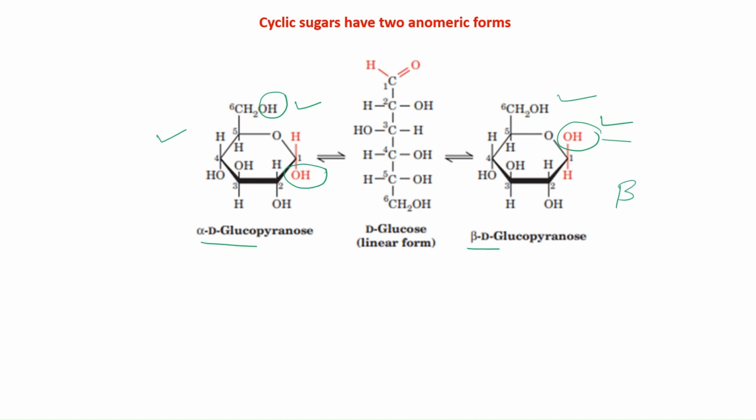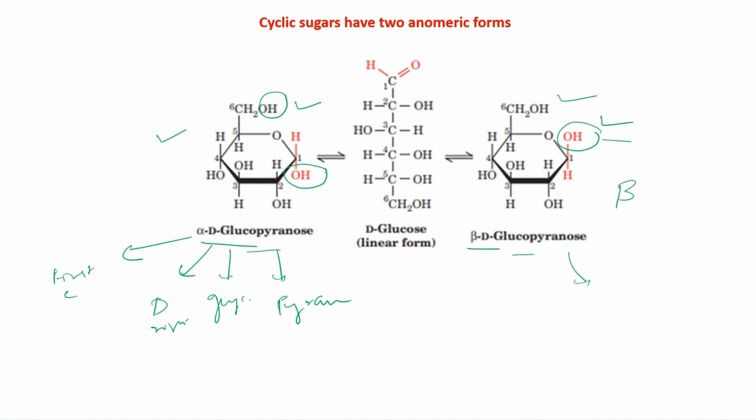So this is the difference between alpha D-glucopyranose and beta D-glucopyranose. Why gluco? Because it is a glucose structure. Why pyranose? Because it is built on a pyran ring. Why D? Because the OH attached with the fifth carbon is on the right hand side. Why alpha? Because the OH attached with the first carbon is in the opposite direction from the OH attached on the sixth carbon. Clear? Similarly, beta D-glucopyranose.